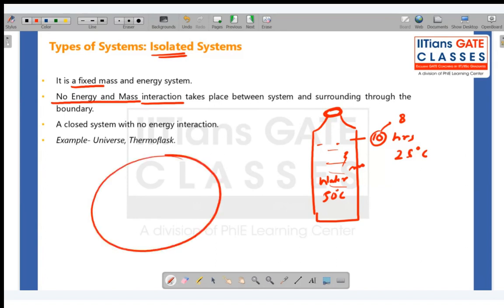For example, your universe. This is why we say energy of the universe is conserved, because nothing goes out of the system. The surrounding is also here, everything is inside the universe. No mass goes out of the system, no energy goes out of the system, and that is why I say the universe is an isolated system. So basically this is a closed system with no energy interaction. What is a closed system? No mass transfer. If there is also no energy transfer in a closed system, it will be an isolated system.